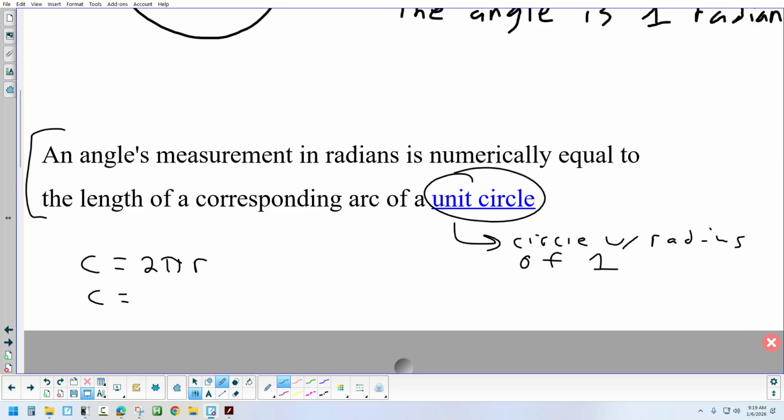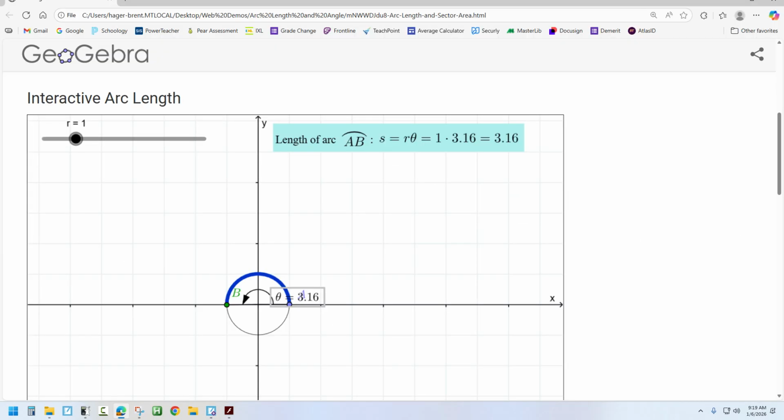What's the radius of the circle that we're working with? We're not working with just any circle. We're working with a very specific one right now. 1. 2 pi times 1. So the circumference of the circle that we're working with is 2 pi. And why do we care about the circumference? Because the circumference, that number, is exactly the same as that number. And that's the number we really want.